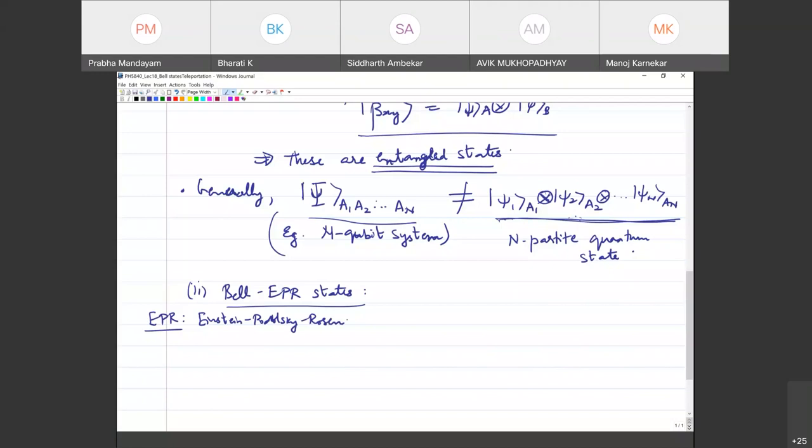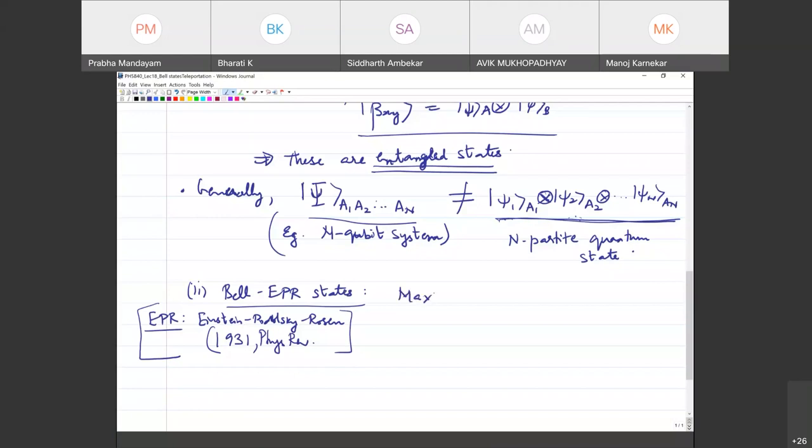Does anybody know which year this famous paper of EPR was from? Any EPR buffs here? Okay, so I think this is a 1931 paper, but please go check it out. This is in what used to be called Physical Review at that point, what is today called Physical Review Letters, right? So it's a 1931 PhysRev paper where they first proposed this idea that quantum mechanics allows states of this form, right? Which cannot be written simply as the product of local states, right? So that's why these are called EPR states also, because they were the first to write down these kind of maximally entangled states.